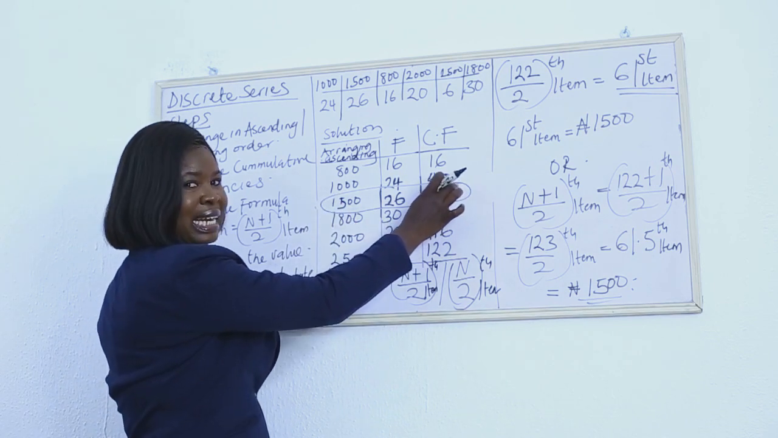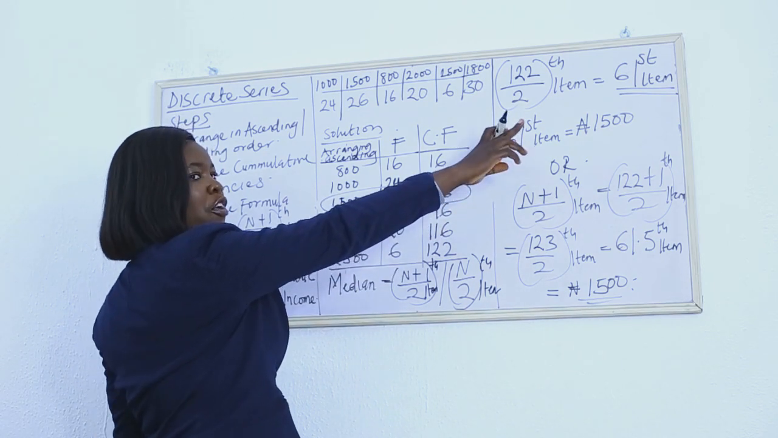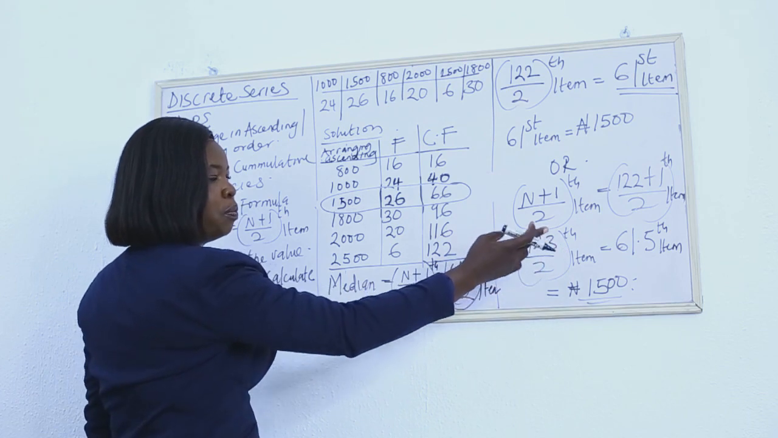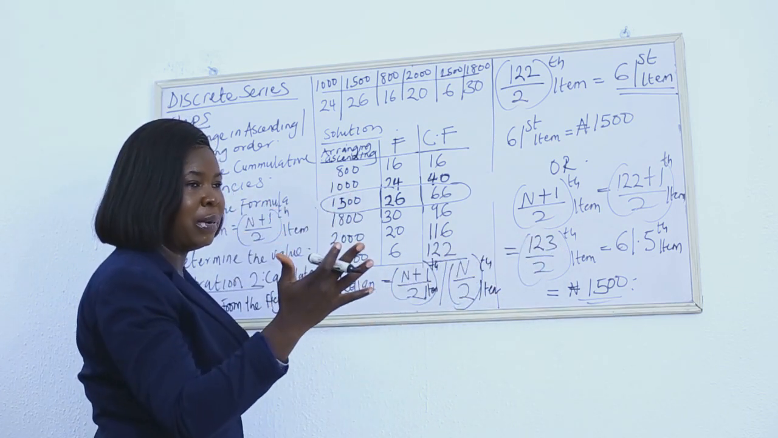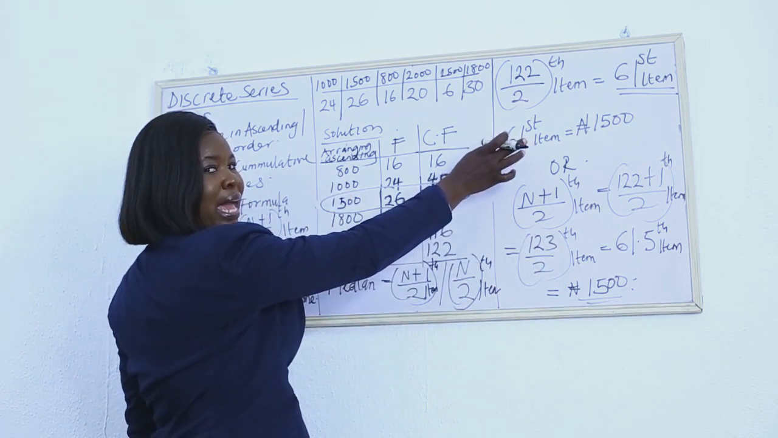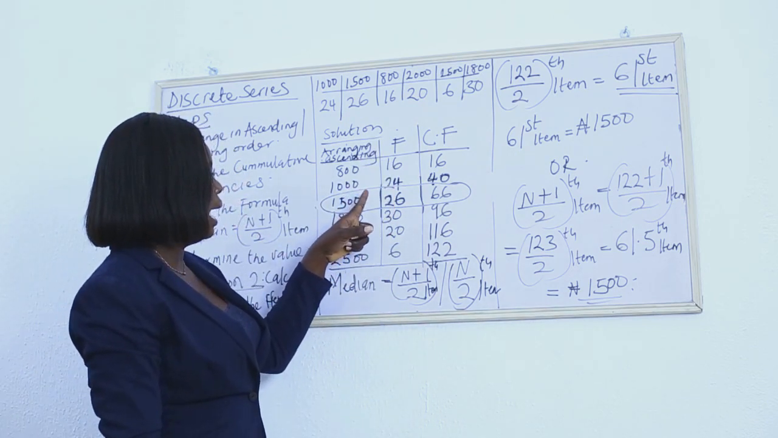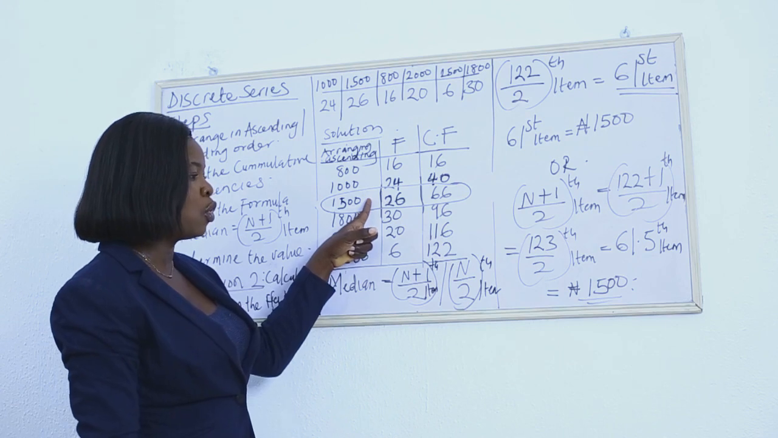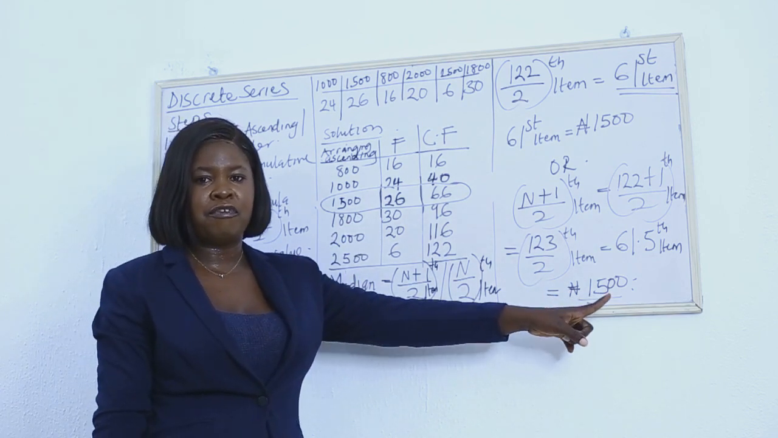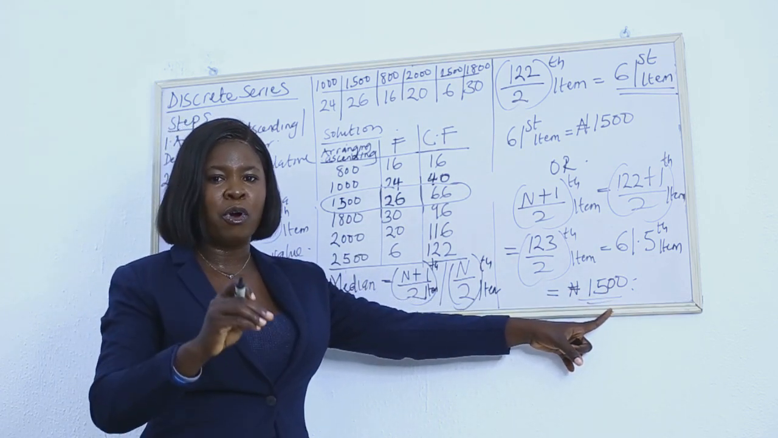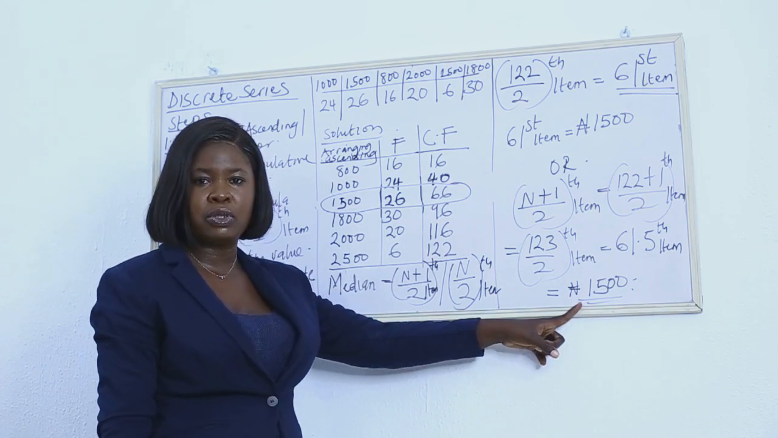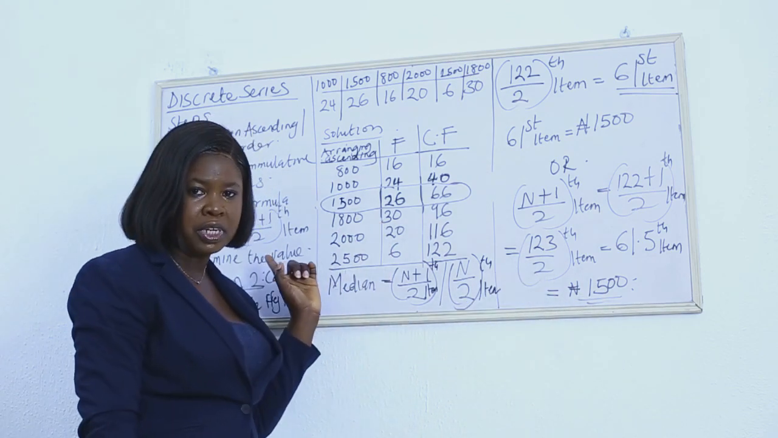Since our median class is in this, we have the 61st item or 61.5 item, whichever method, but I would prefer we stick to n all over 2 because of the continuous series. So our median value is now equal to 1,500. It means the median of the income is 1,500. We go to the next one.